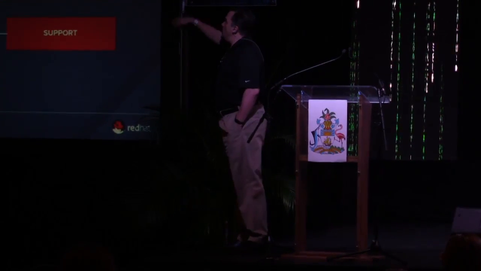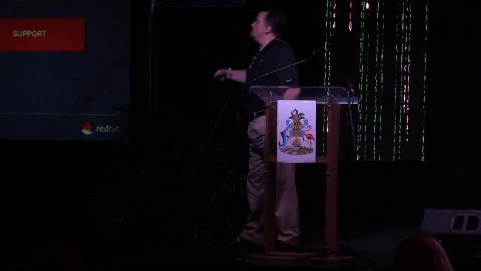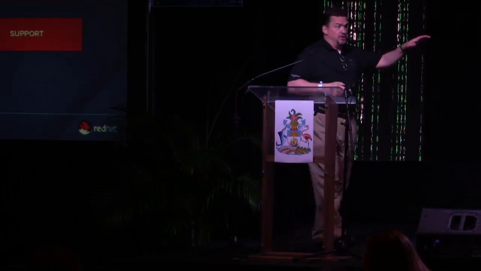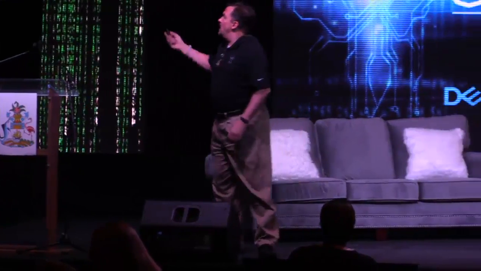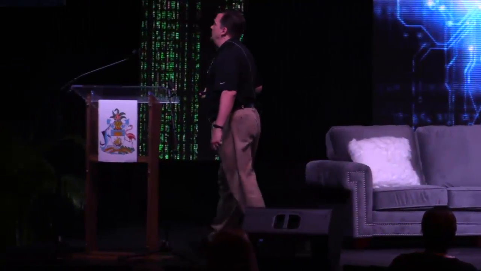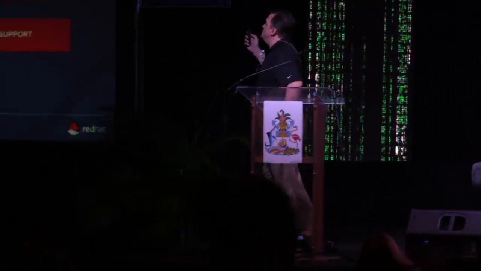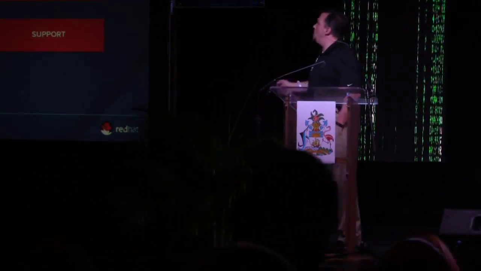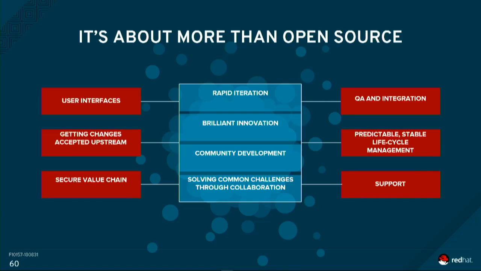It's more than just source. It's, do we have common user interfaces? Do we get those changes that, like I talked about earlier, do we get those adopted upstream? Do we have a secure value chain? It's secure when it's built, it's secure when it's compiled, it's secure when it's shipped. Do we have QA behind it? Have we tested a bunch of different scenarios? Do we have predictable, stable life cycles and support? When you get all of those together, it gives you that rapid iteration, brilliant innovation, the ability to not pay attention to all that other stuff. Just write code and do better.